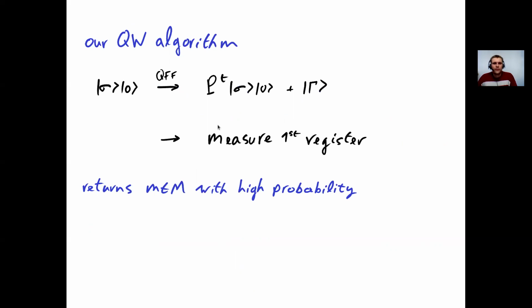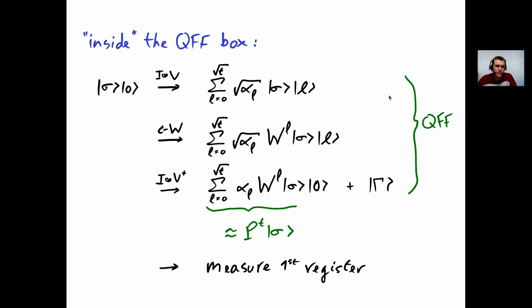So recall that quantum fast forwarding, starting from this initial state sigma with some 0 register, applies the t-step transition operator onto the state plus some orthogonal register. And what our quantum walk algorithm does, it implements this quantum fast forwarding algorithm, and then it just measures this first register. And we prove that this returns a marked element with high probability. Now, if we open up this black box of quantum fast forwarding, it actually looks like this.